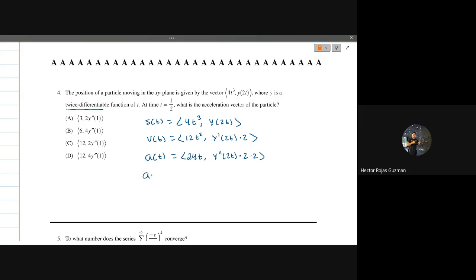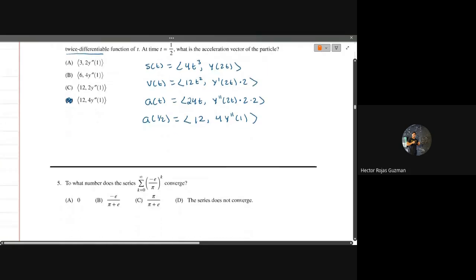Okay. Next, we're going to plug in the 1/2 we were given. That gives us 12, comma, 4 y double prime of 1. And that is B. No. Oh no, what am I doing? That was D. There we go. Be really careful when looking at your answer choices.